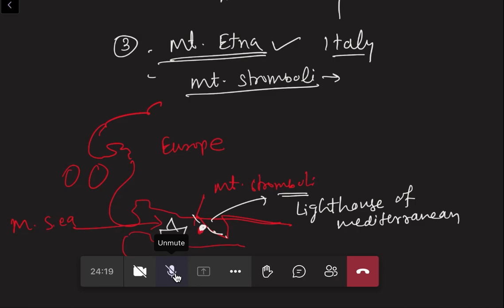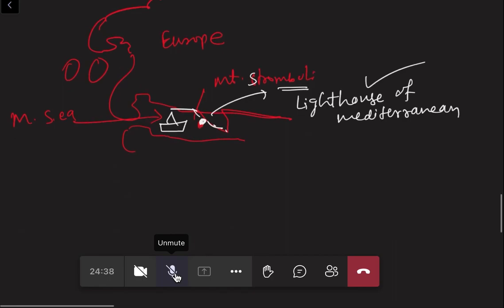It shows the path to the ships that now it is Mount Stromboli. That means Italy's region has come here. This can be an MCQ type of question: which mountain is called the Lighthouse of the Mediterranean? It's Mount Stromboli. Then there is another mountain called Mount Vesuvius.